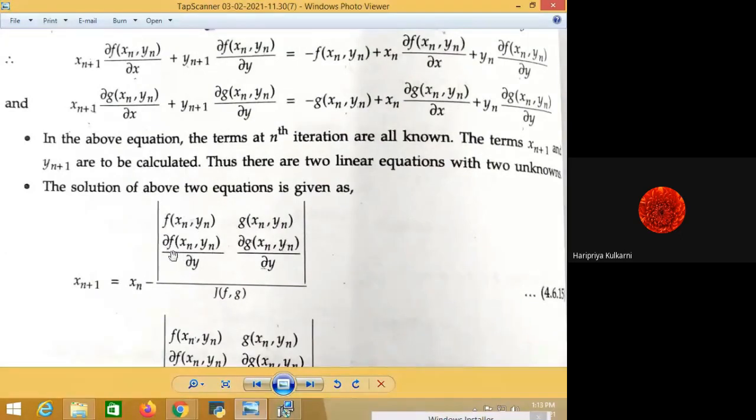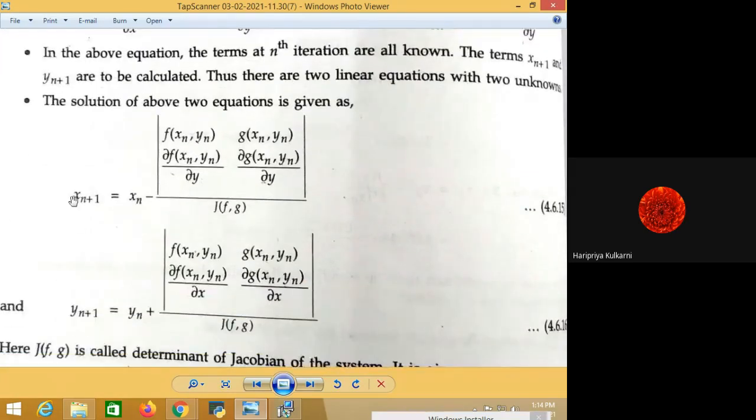And the terms are df upon dy at xn yn, dg upon dy at xn yn. Okay, so these two terms for xn plus 1. So this is f of xn yn, g of xn yn. This is df upon dy, this is dg upon dy. Okay, divided by the Jacobian of f and g. What is the Jacobian of f and g, that we will study. Before that, this is the x term.